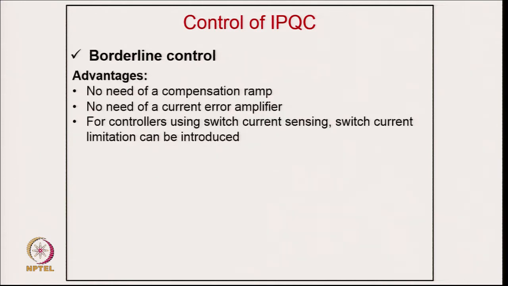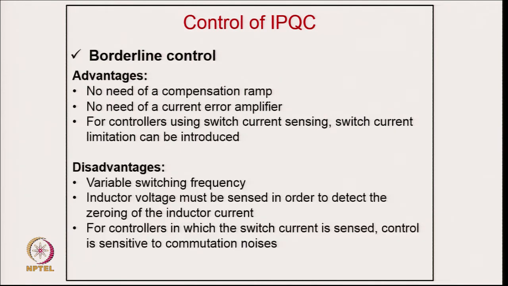So, the advantage of this borderline control is that there is no need of compensation ramp and no need of current error amplifier. For controllers using switch current sensing, switch current limitations can be introduced. The disadvantages: variable switching frequency, and inductor voltage must be sensed in order to detect the zero crossing of the inductor current, and for controllers in which the switch current is sensed, the control is sensitive to commutation noise.